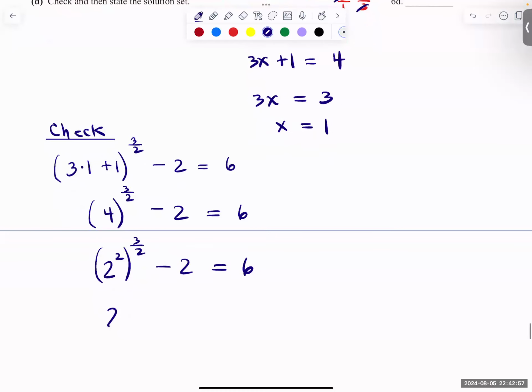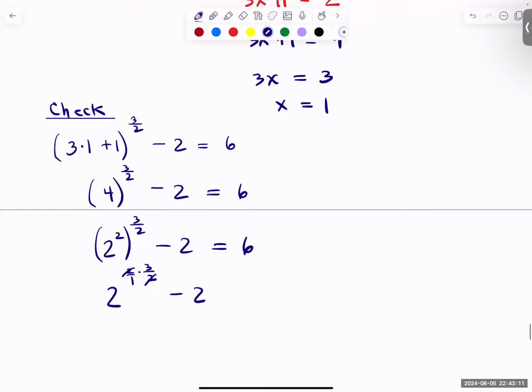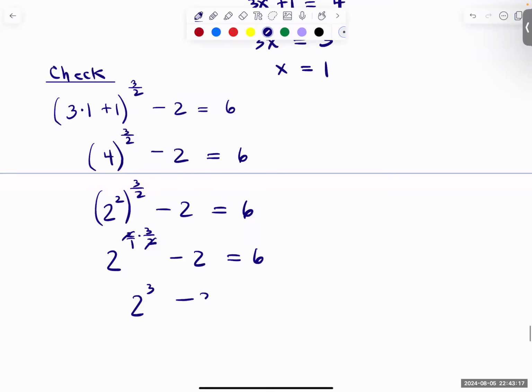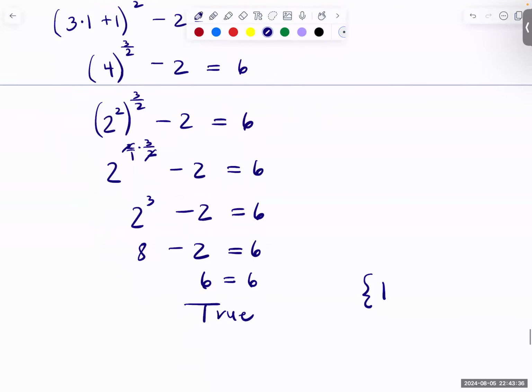And when you multiply those exponents, you get 2 over 1 times 3 over 2, and the 2's divide and give you 1. So 2 to the third power, which is going to be an 8, subtract 2, does that equal 6? So 8 minus 2 is 6, and we get a true statement. So the verified solution is 1 inside of the curly braces.